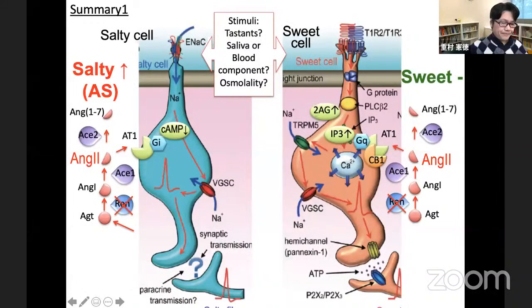And then, after a meal, angiotensin 2 is rapidly degraded by ACE2, which may contribute to short-term regulation of salt taste sensitivity.